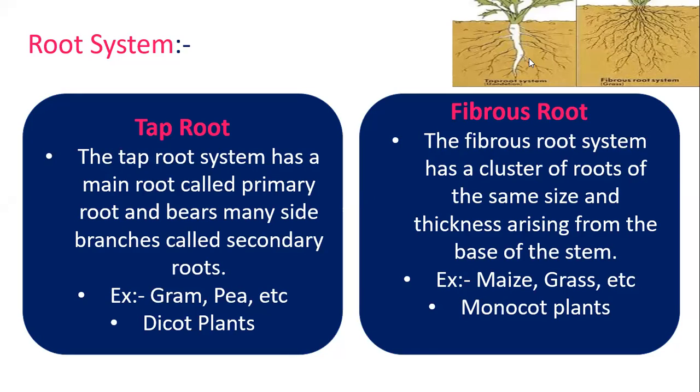There are two types of root system, taproot system and fibrous root system. The taproot system has a main root called primary root and bears many side branches called secondary roots. Examples are gram, pea, etc. These all are dicot plants. Fibrous root system has a cluster of roots, the same size and thickness, arising from the base of the stem. Examples are maize, grass, etc. These all are monocot plants.